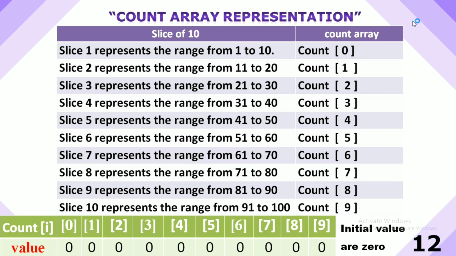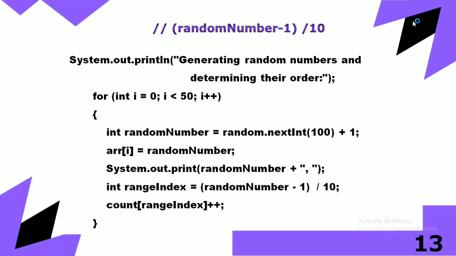To determine which group a random number belongs to, we use a variable called rangeIndex. The line int rangeIndex = (randomNumber - 1) / 10 is responsible for finding the correct group, or slice of 10, to which a randomly generated number belongs.